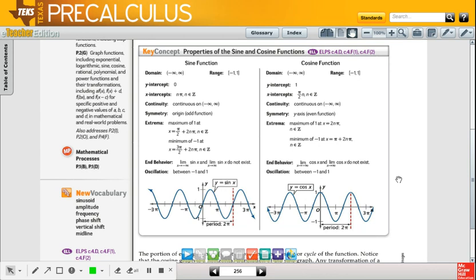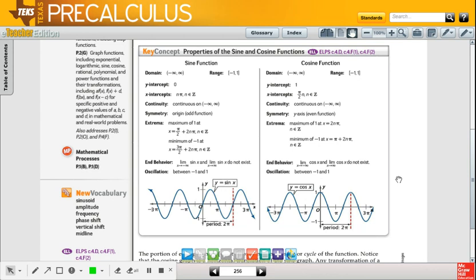n, whatever n is, you will have a maximum of 1 at, for example, 2π, 4π, 6π, and so on, including negative ones like negative 2π, negative 4π. So you kind of see a pattern there. The minimum of negative 1 at x equals π plus 2nπ, where n is a subset of natural numbers.